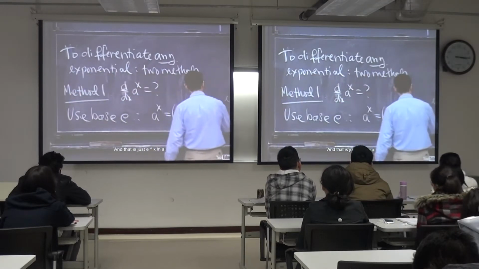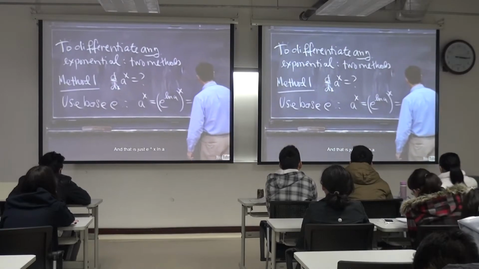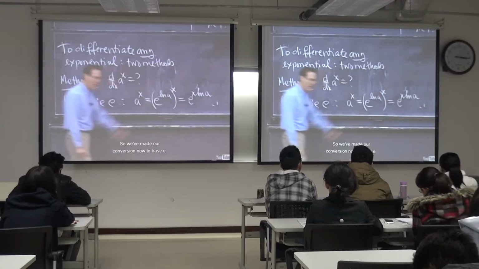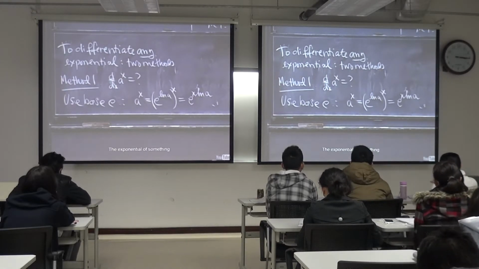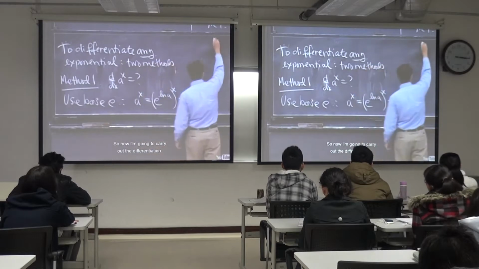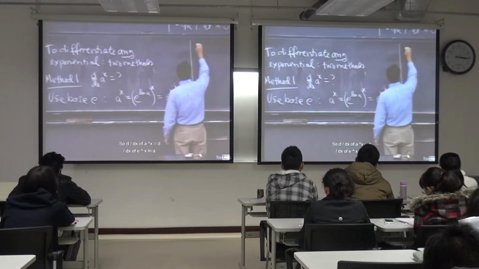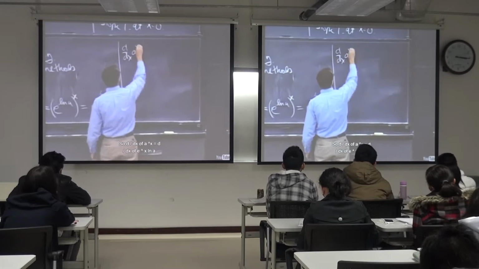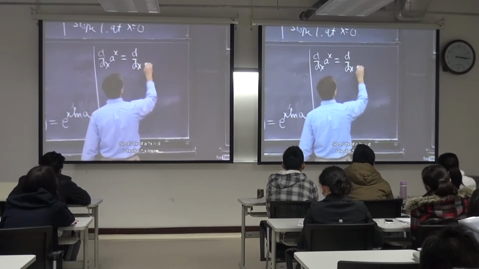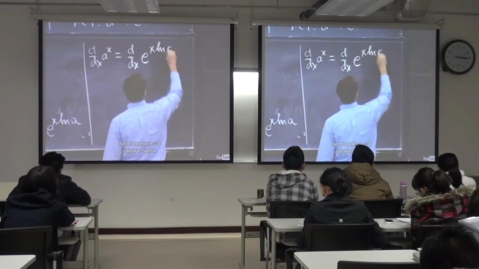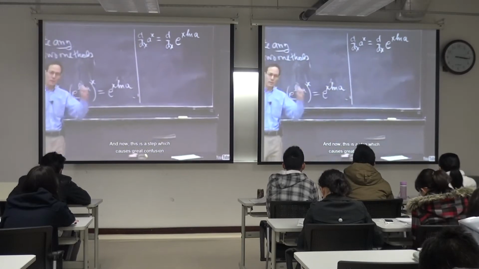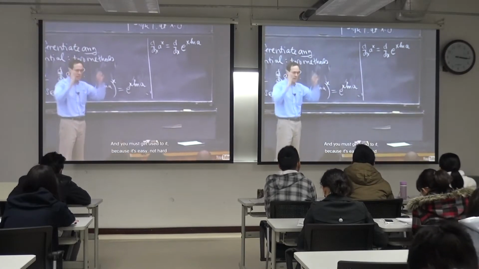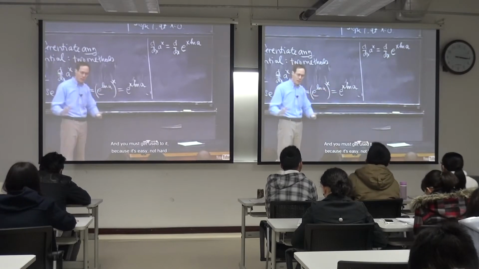And that is just e to the x log a. All right, so we've made our conversion now to base e, an exponential of something. So now I'm going to carry out the differentiation. So d by dx of a to the x is equal to d by dx of e to the x log a. And now, this is a step which causes great confusion when you first see it, and you must get used to it because it's easy, not hard.